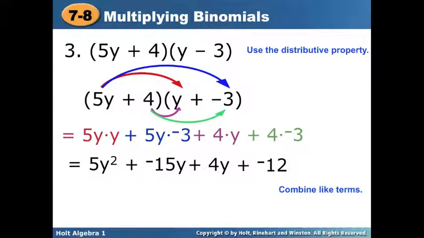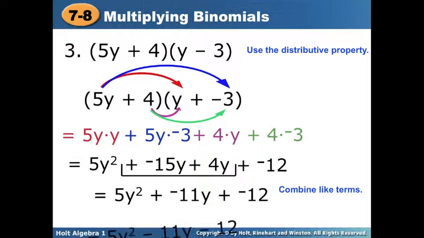Combine the like terms to find our final answer. We have 5y squared plus a negative 11y plus negative 12. The simplest way to write our answer is 5y squared minus 11y minus 12.